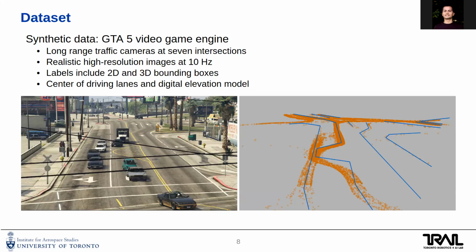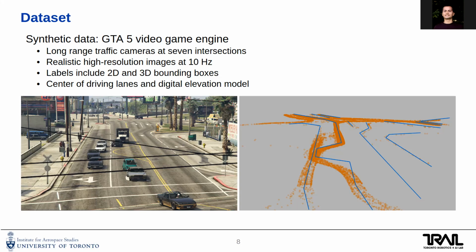The dataset we use for our experiments is synthetic data generated with the GTA 5 video game engine. Here we have the simulation of long-range traffic cameras at 7 intersections, and these images correspond to high-resolution 4K images collected at 10 Hz.